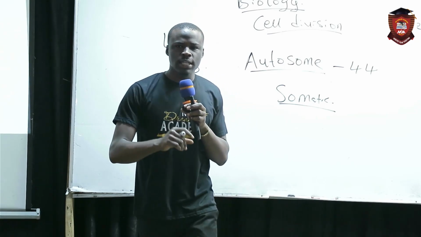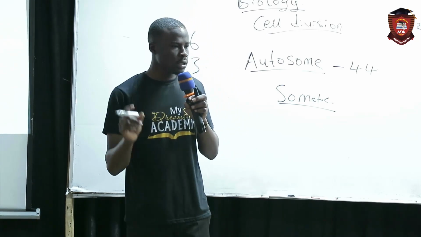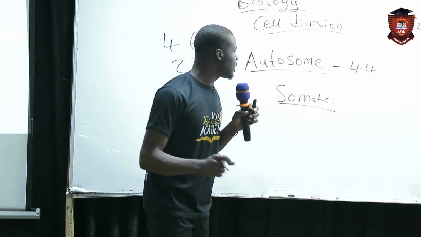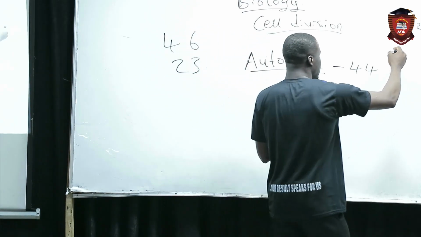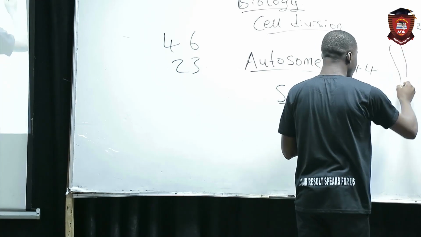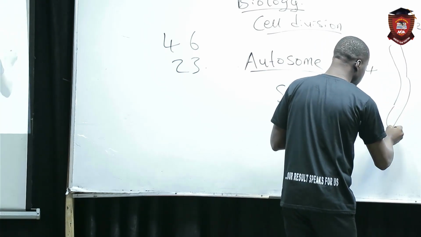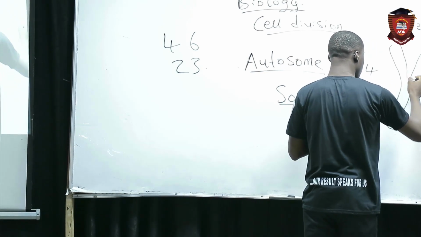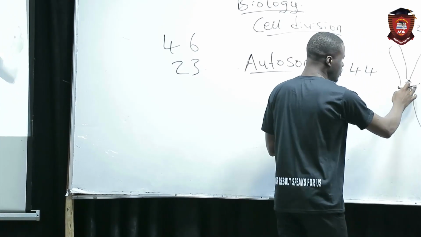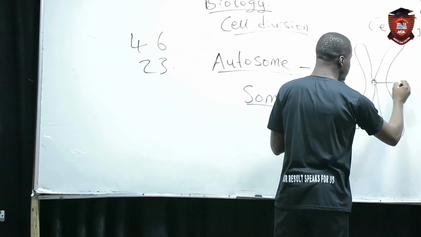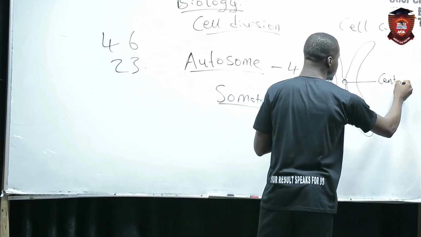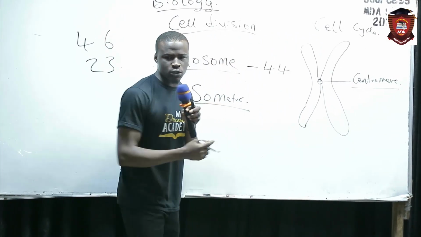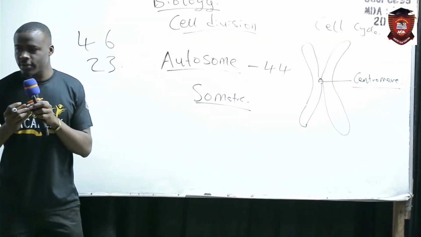Now, inside the cell we see chromosomes, right? And you know the normal diagram of a chromosome, ba? Something like this. Now what do we call this? We call it the centromere. What is the function of the centromere?